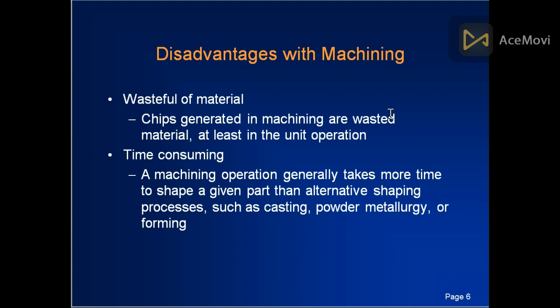Disadvantages. There must be some disadvantages, as everything has some. Wastefulness of material. There is too much waste. Chips generated in machining are wasted material. Time consuming. It takes more time than other processes such as casting and powder metallurgy.